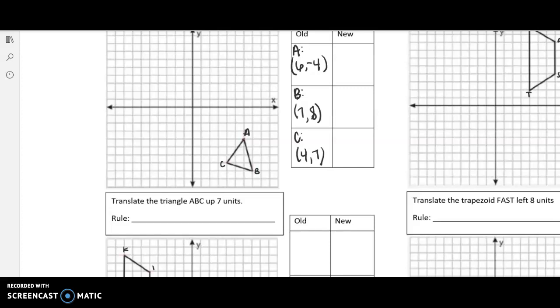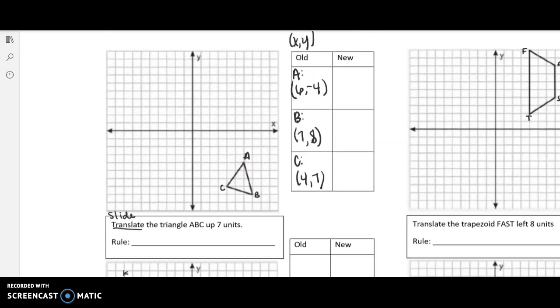It says we need to translate, this means slide, the triangle ABC up 7 units. So all we're going to do is move our shape up 7 units. So A is now going to go up 7 units. 1, 2, 3, 4, 5, 6, 7. This is my new A, so we call that A prime. That's what I meant by an apostrophe. So we use the same letter to show that A is the top of my triangle. All it did was move up 7.